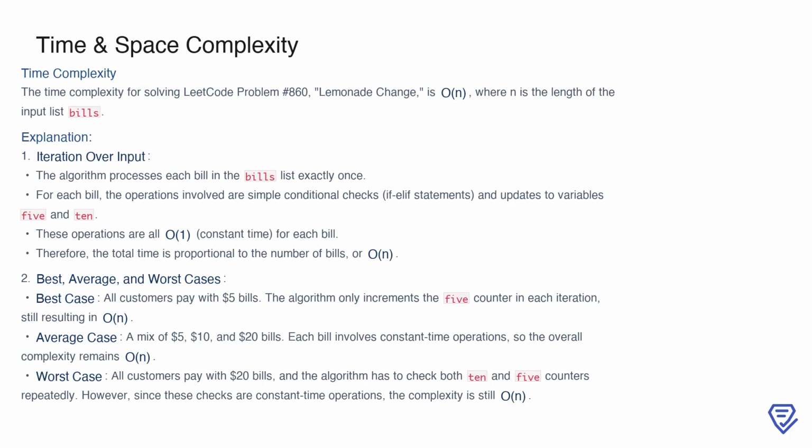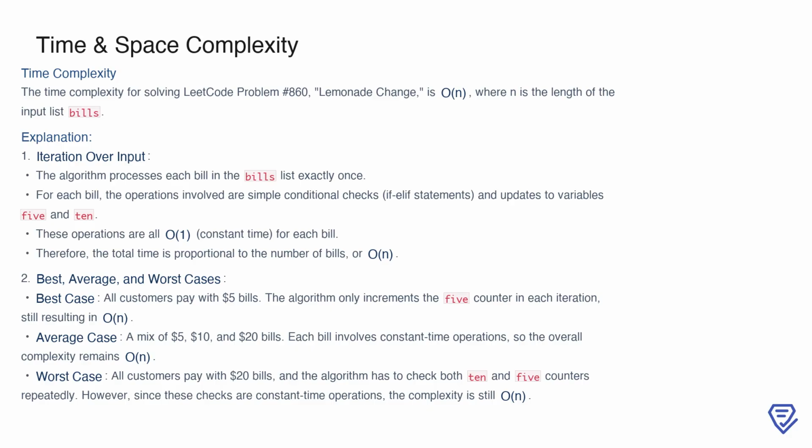In this problem, the time complexity is determined by how many operations the algorithm performs relative to the size of the input list, bills. The algorithm iterates over the input list one time, processing each bill sequentially. For every bill, it performs a set of constant time operations, such as checking conditions and updating the counts of $5 and $10 bills. These operations do not depend on the size of the list, they take the same amount of time regardless. Since the algorithm processes each of the n bills exactly once, the total time complexity is proportional to the number of bills, or O(n).